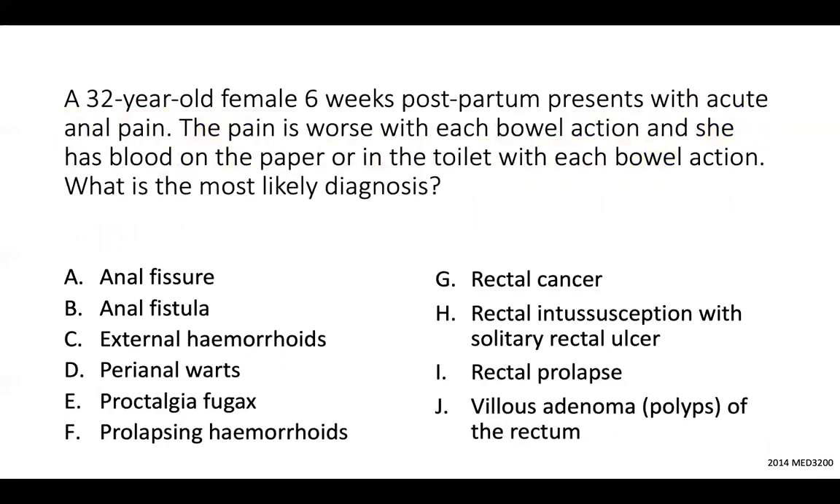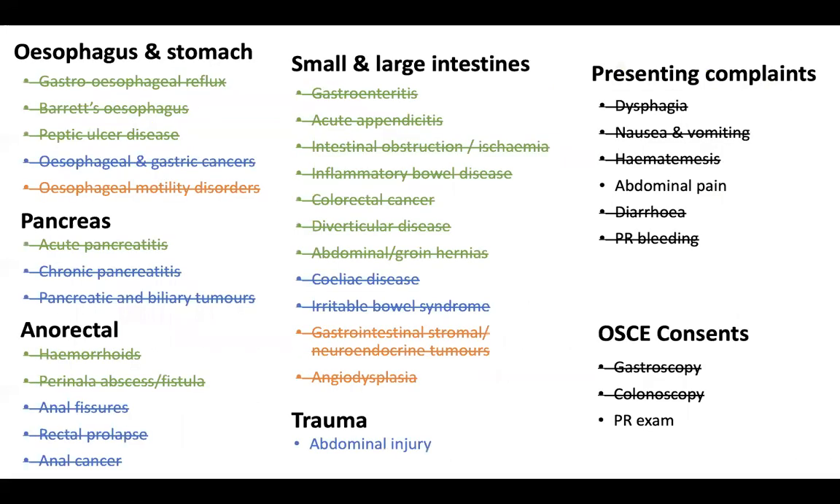And 6 weeks postpartum, acute anal pain. Yeah, it could be fissure. So I think it's fissure. You can argue maybe it's thrombosed hemorrhoids, so maybe it's C, but they should make it more clear if they want to get you to say thrombosed hemorrhoids. So I think anal fissure is the most likely.